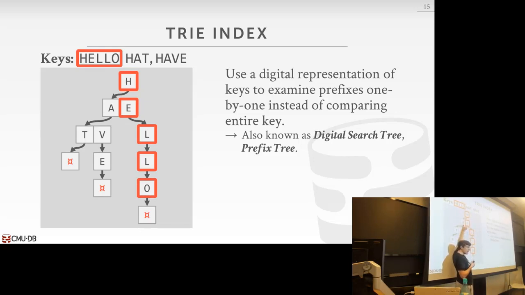But say I'm going to look up Andy, A-N-D-Y. The first letter is A, so I look up in the root node, I see it only has an H, and I immediately stop and I know the thing I'm looking for can't be anywhere else in the tree. I don't have to always traverse to the bottom.